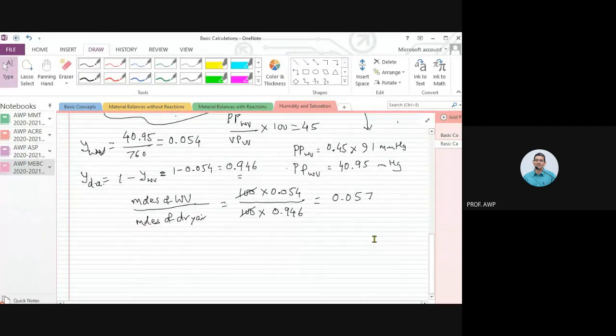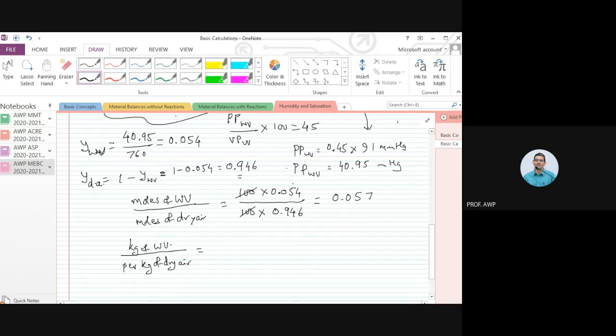Can somebody tell me how many kgs of water vapor are there in the air per kg of dry air? How will I calculate that? So now we have to take a basis and then calculate. No, you do whatever you like. Can somebody calculate and tell me whether you want a basis or you don't want a basis?